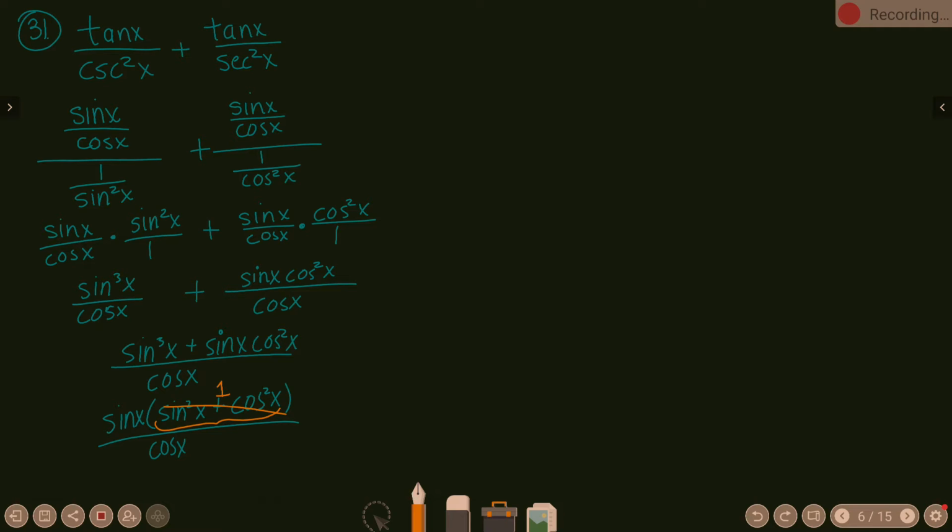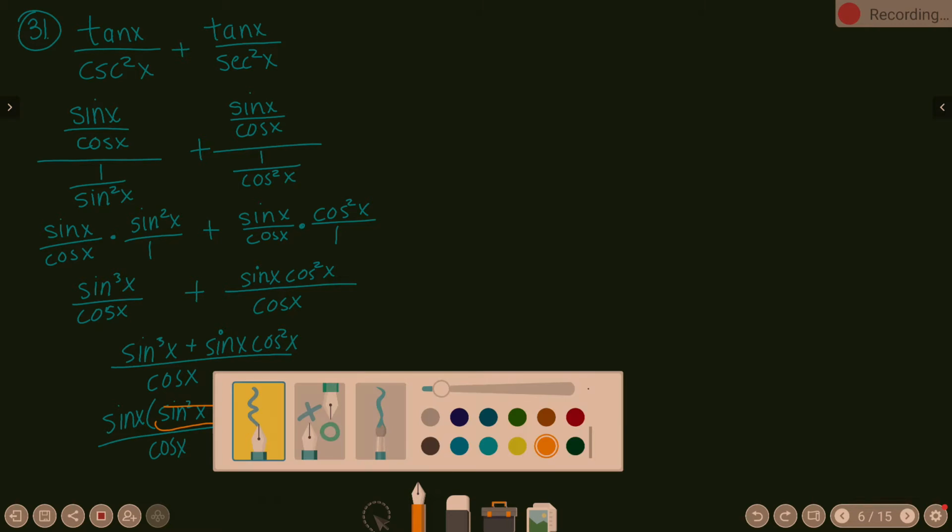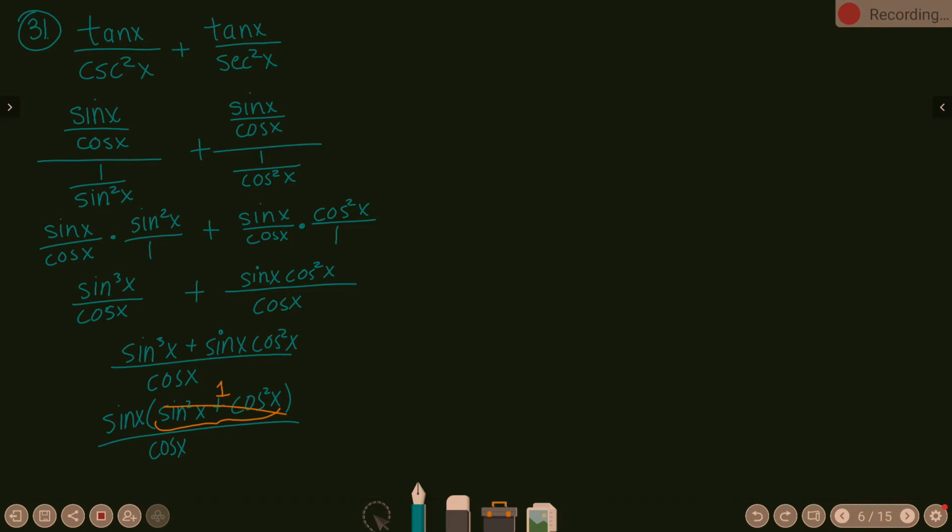Pythagorean identity, yes? It seems like it magically just appeared out of nowhere. A lot of it's random. And then sine x over cosine x, which is indeed equal to tangent x. Pretty cool.